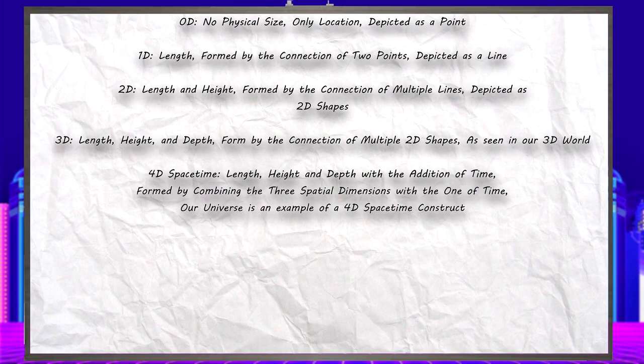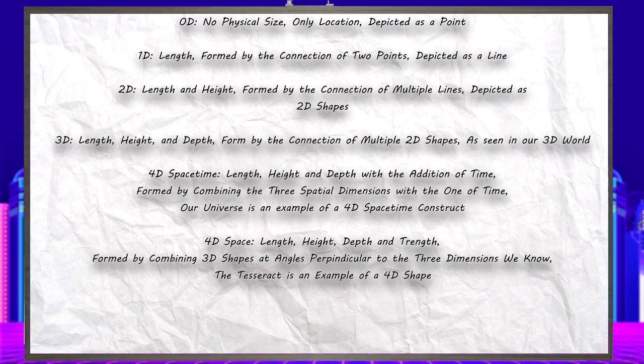4D spacetime, length, height, and depth, with the addition of time, formed by combining the three spatial dimensions with the one of time. Our universe is an example of a 4D spacetime construct. 4D space, length, height, depth, and strength, formed by combining 3D shapes at angles perpendicular to the three dimensions that we know. The tesseract is an example of a 4D shape.